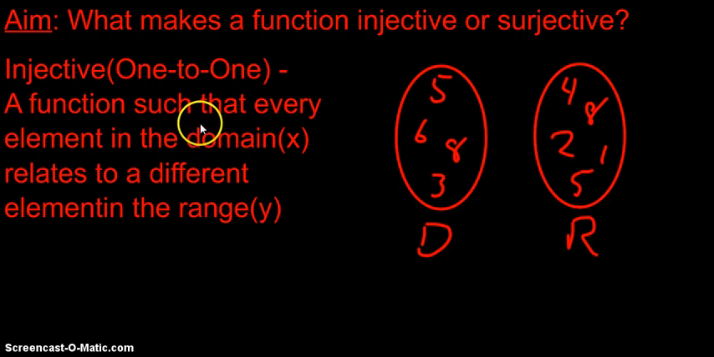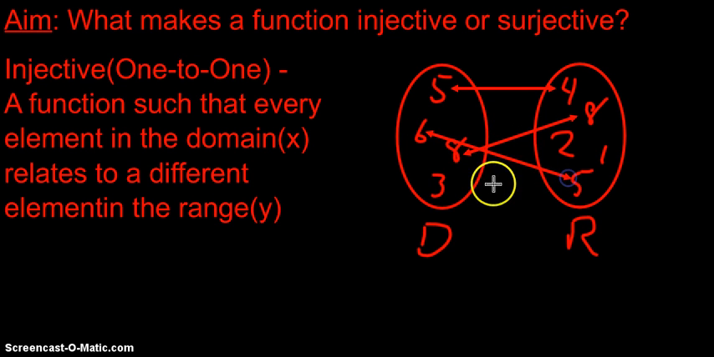That's a function such that every element in x relates to a different element of y. So 5 relates to 4, then 8 cannot also relate to 4. It would still be a function, but it would not be one-to-one. So that'll have to relate to 8, and this will have to relate to something else like 5, and that'll have to relate to something else like 2. Alright, so every element in x relates to a different element of y.